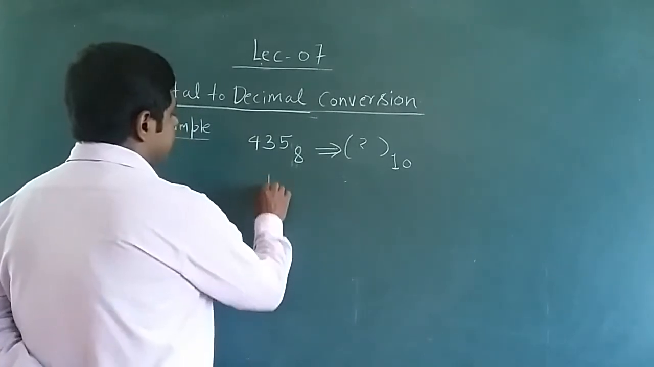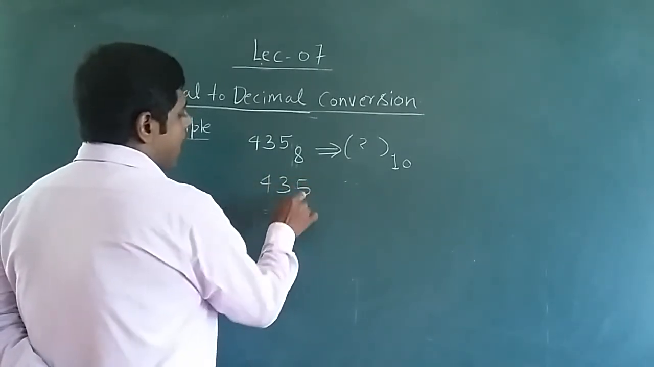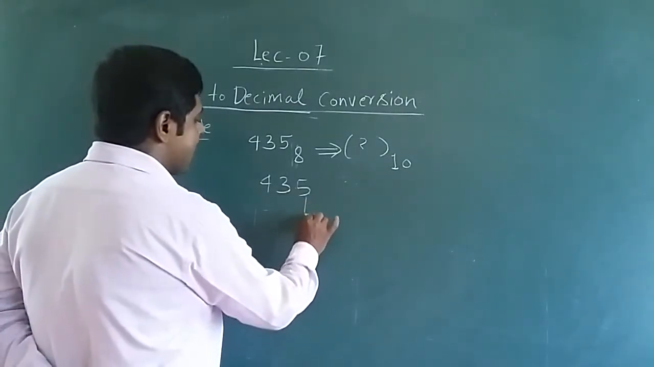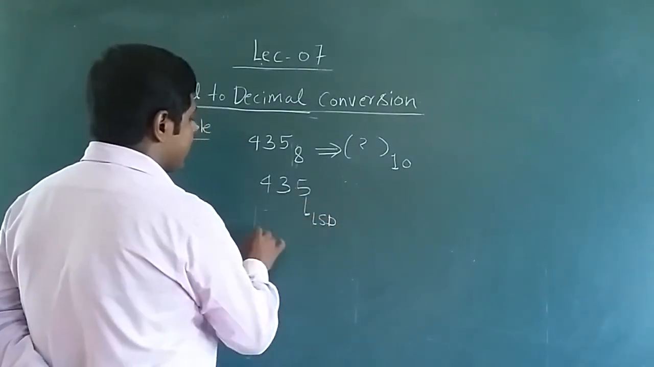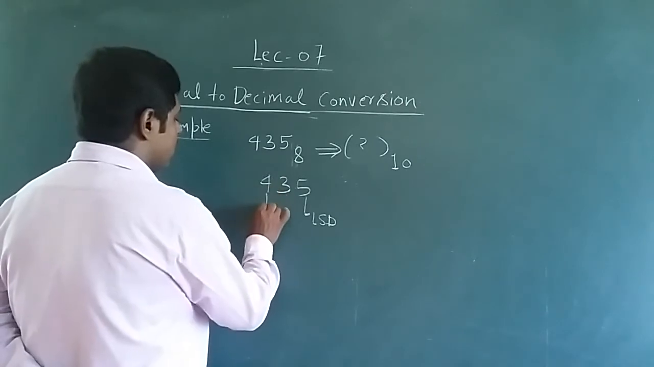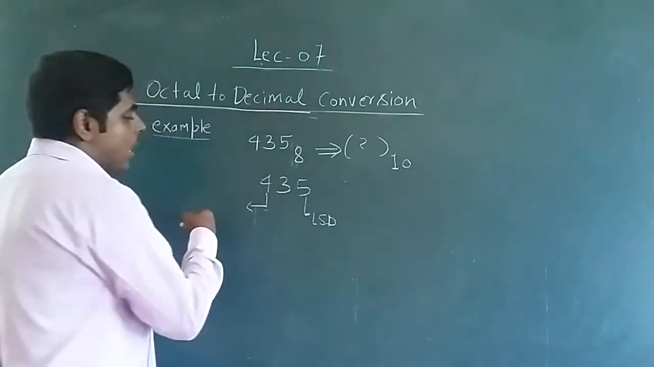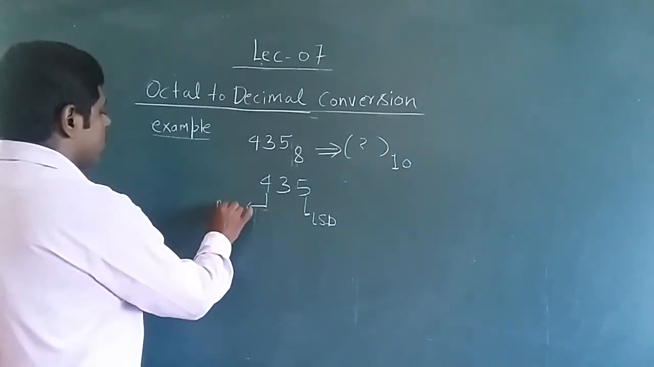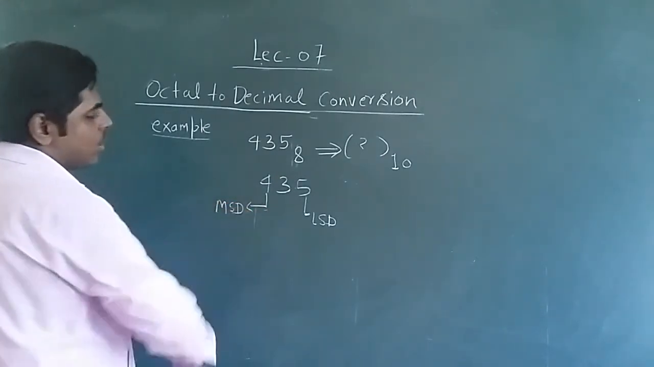As you know, the rightmost digit is what? LSD, least significant digit, and the leftmost digit is MSD, most significant digit.